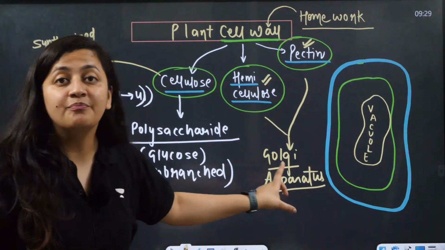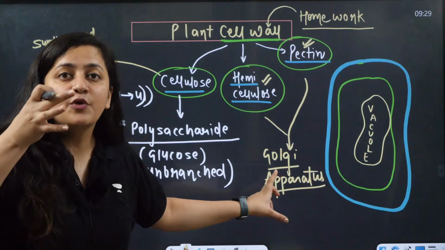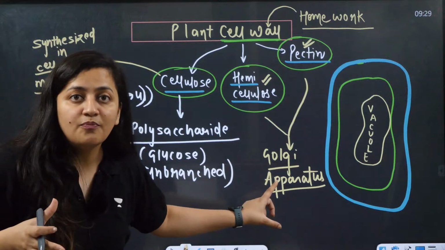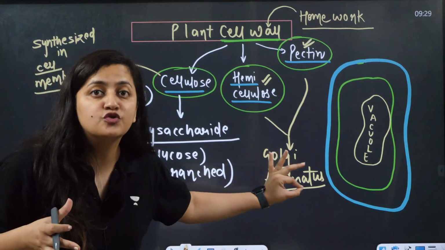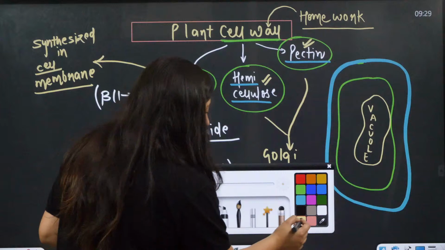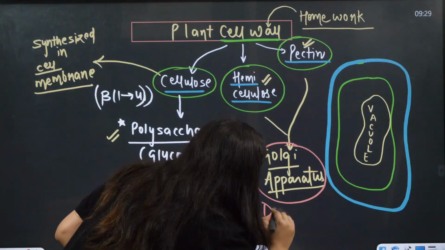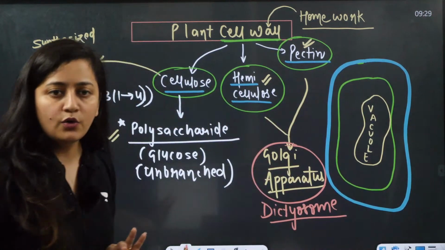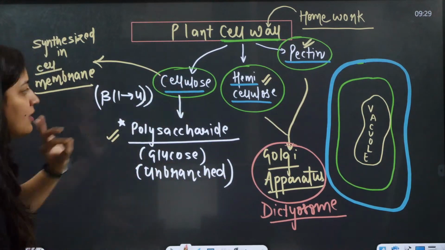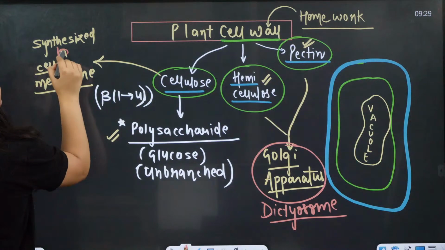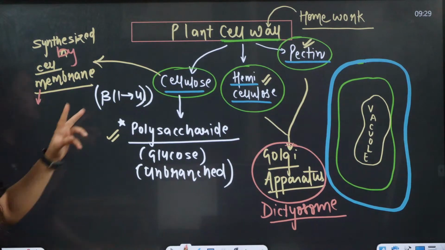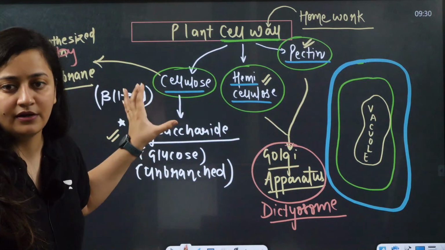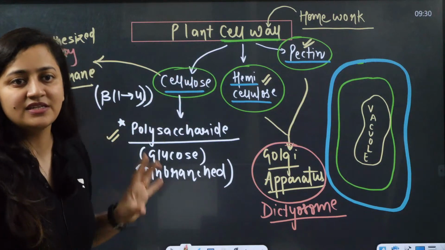So it is a repeated PYQ: which cell organelle helps in synthesizing the plant cell wall? It is the Golgi apparatus, and in the case of plants we also use the word dictyosome for the Golgi body. But cellulose will be synthesized by the cell membrane, because the enzyme that synthesizes cellulose, cellulose synthase, is present in the cell membrane.